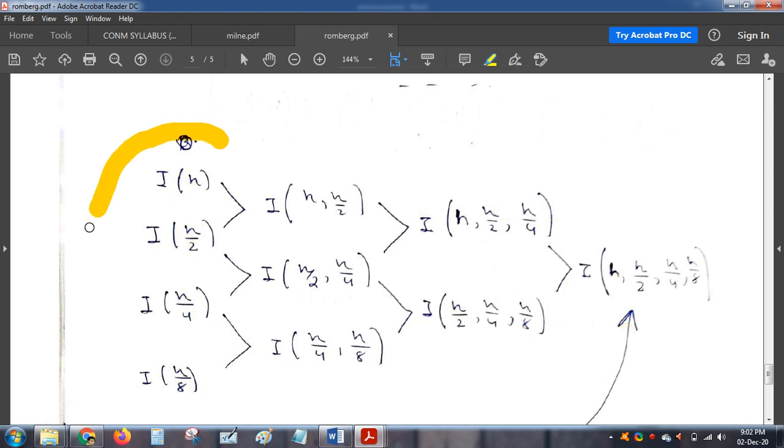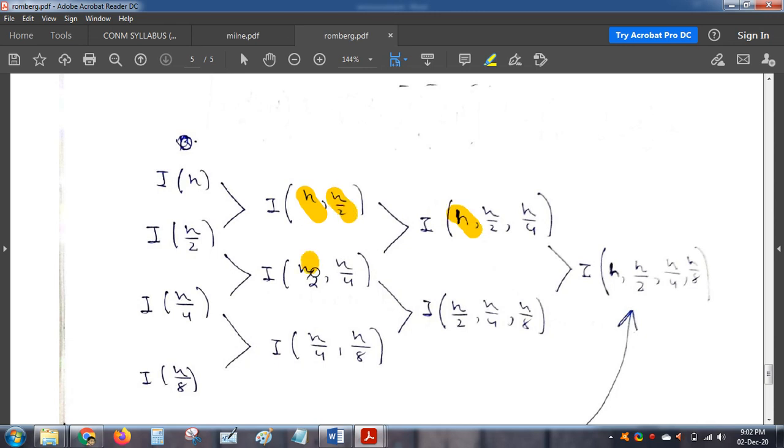So once you know this, from the first two you are calculating I of h comma h by 2. From these two you are calculating I of h by 2 and h by 4. Then from these two you are getting I of h by 4 and h by 8. Then from these two you are calculating I of h. See, from these two what are the common things? So h is there, so h is there.